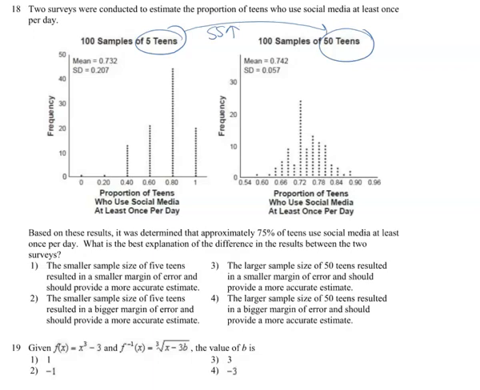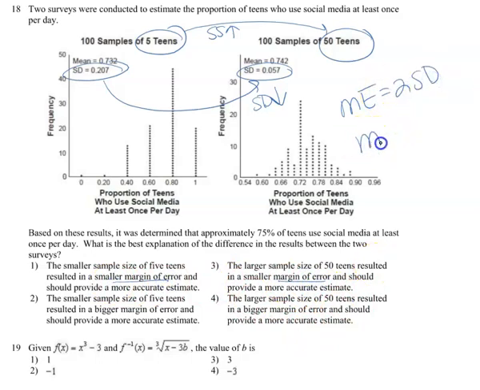Well, if you scan the options, they're talking about sample size. So we know that as sample size increases, standard deviation decreases. And margin of error is also something they're talking about in these problems. Margin of error is 2 times the standard deviation, so in essence, your margin of error is also decreasing. So the correct option is 3. The larger sample size resulted in a smaller margin of error and should provide a more accurate estimate.